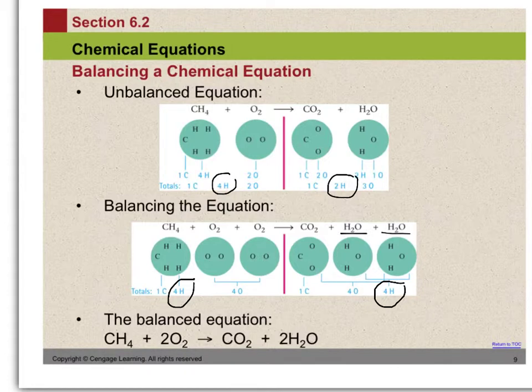So now what we're able to do is balance the equation by writing coefficients. And our coefficients are these numbers right here that come before our formula. So that tells us we have 2 oxygen molecules and 2 water molecules in our equation.